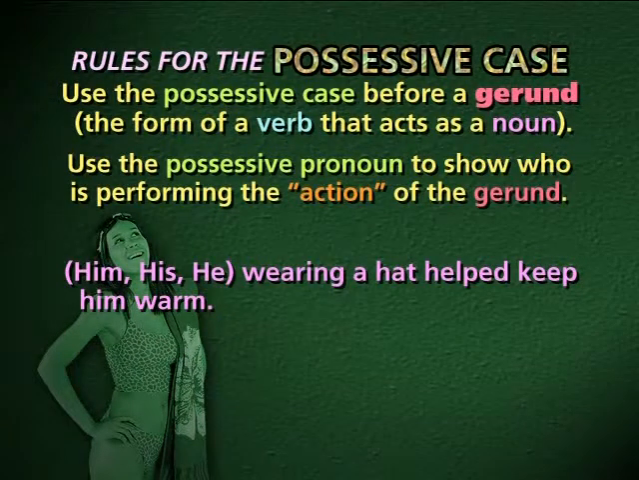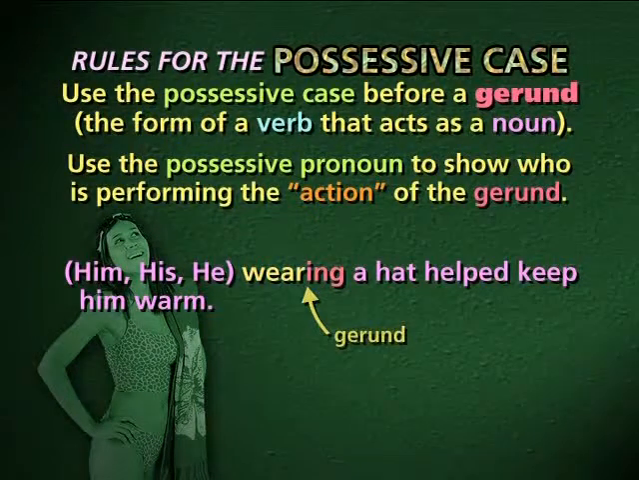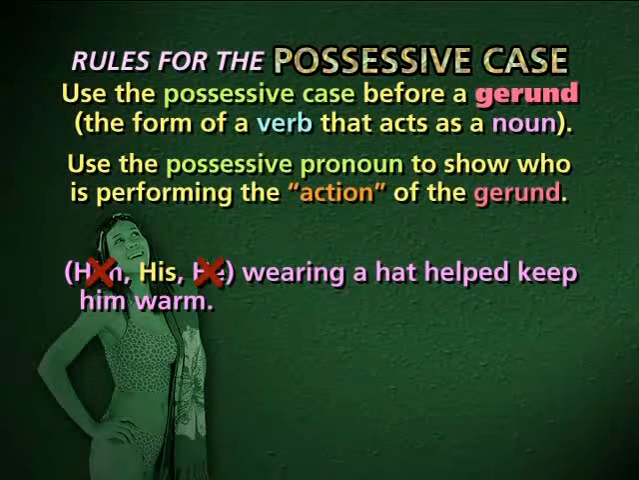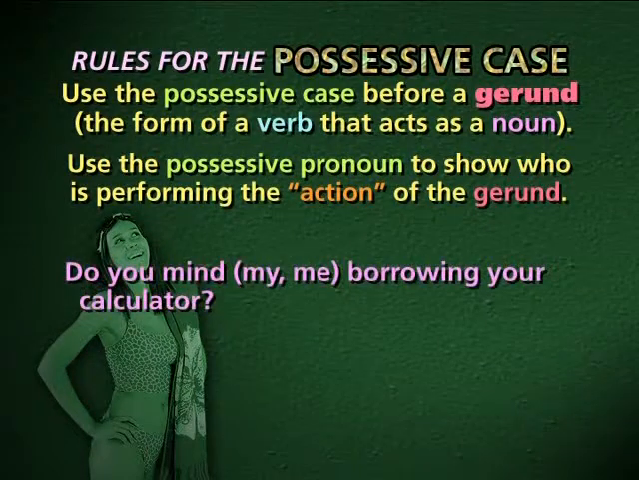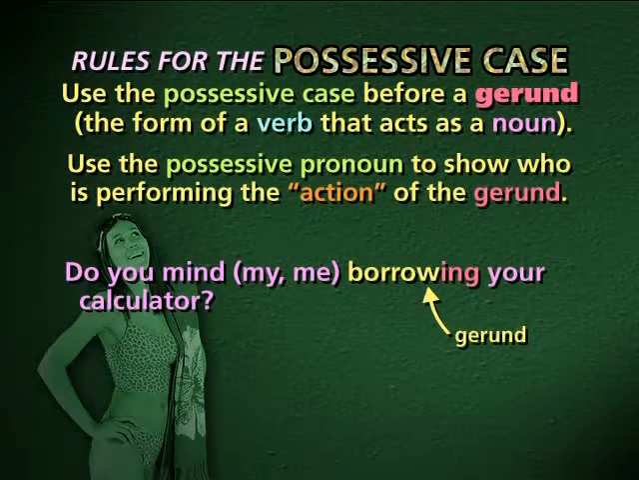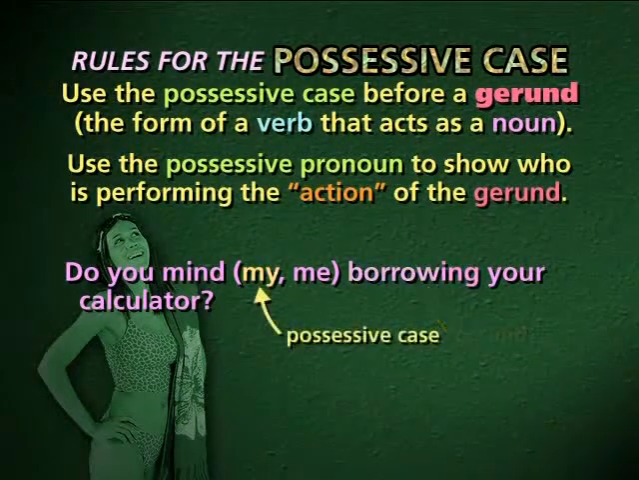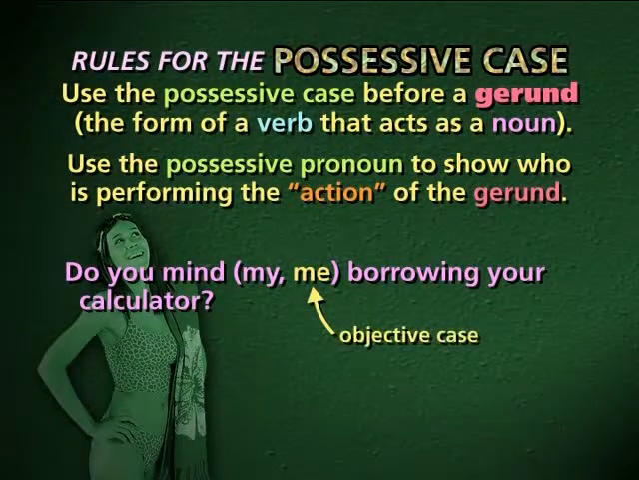Wearing a hat helped keep him warm. Well, wearing is my gerund, so I'm looking for something that's in the possessive case. Only his is in the possessive case. So my sentence reads, his wearing a hat helped keep him warm. Last one, do you mind my or me borrowing your calculator? Borrowing is my gerund, so I've got to find something that's in my possessive case, and that would be my borrowing, because me is in the objective.